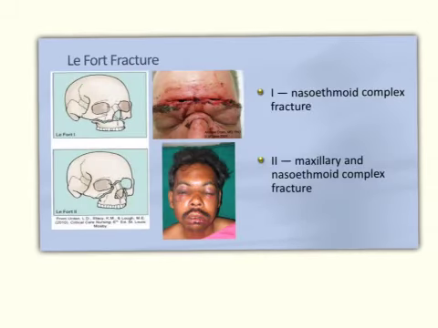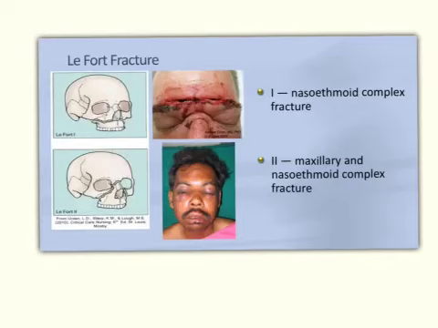Facial fractures of the maxilla, or maxillary fractures, are diagnosed according to the Le Fort classification, which consists of 3 broad categories based on the level of the fracture. So you have level 1, which affects the nasoethmoid complex fracture, and of course level 2 or classification 2, maxillary and nasoethmoid complex fracture are all included.